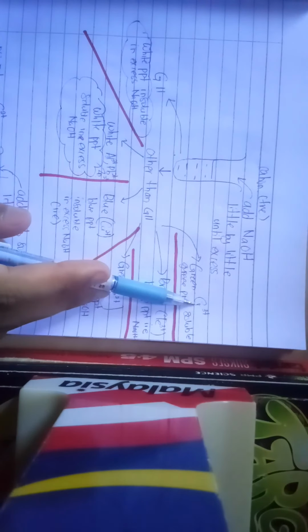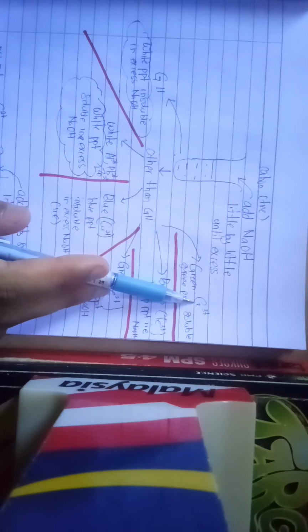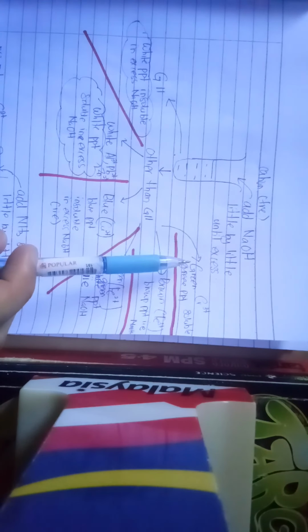Before I conclude, let's go to the final cation, which is chromium. Chromium is basically also part of the transition elements because it has the color green. It is almost the same as Fe2+, the green color. But here it is exceptional. For chromium, it forms green precipitate but soluble in excess sodium hydroxide. So initially, when you put sodium hydroxide in chromium, you will see green precipitate.